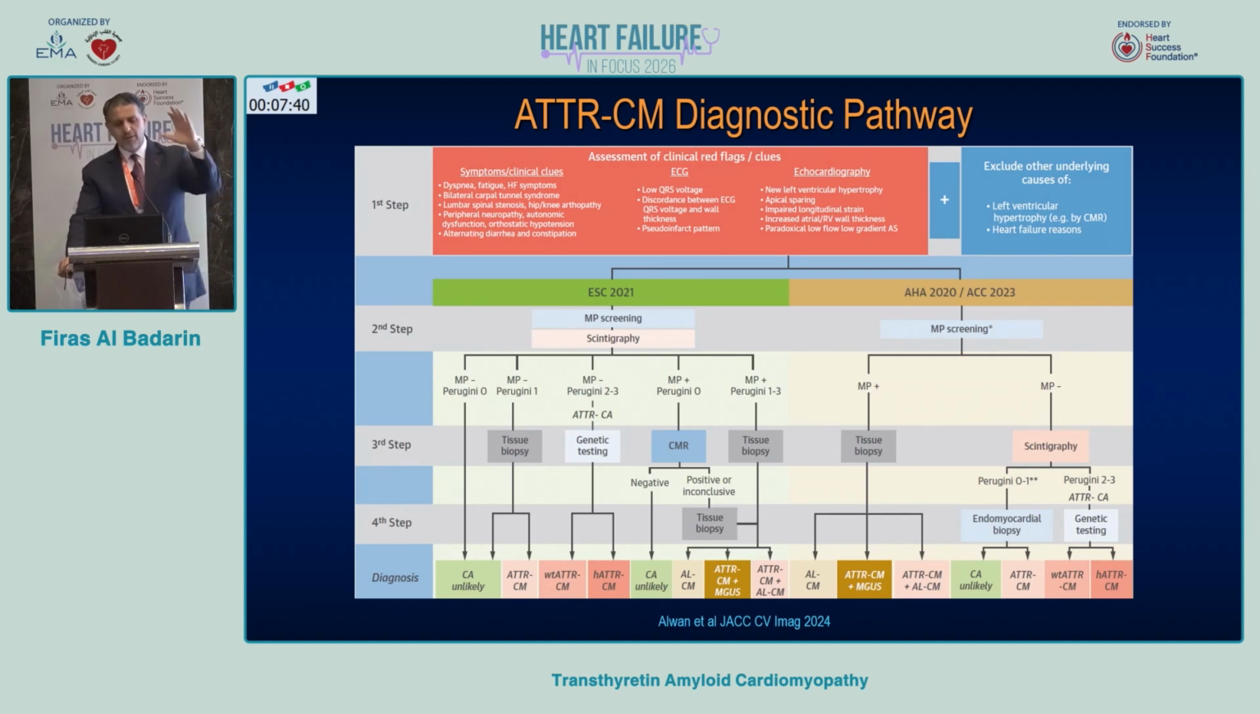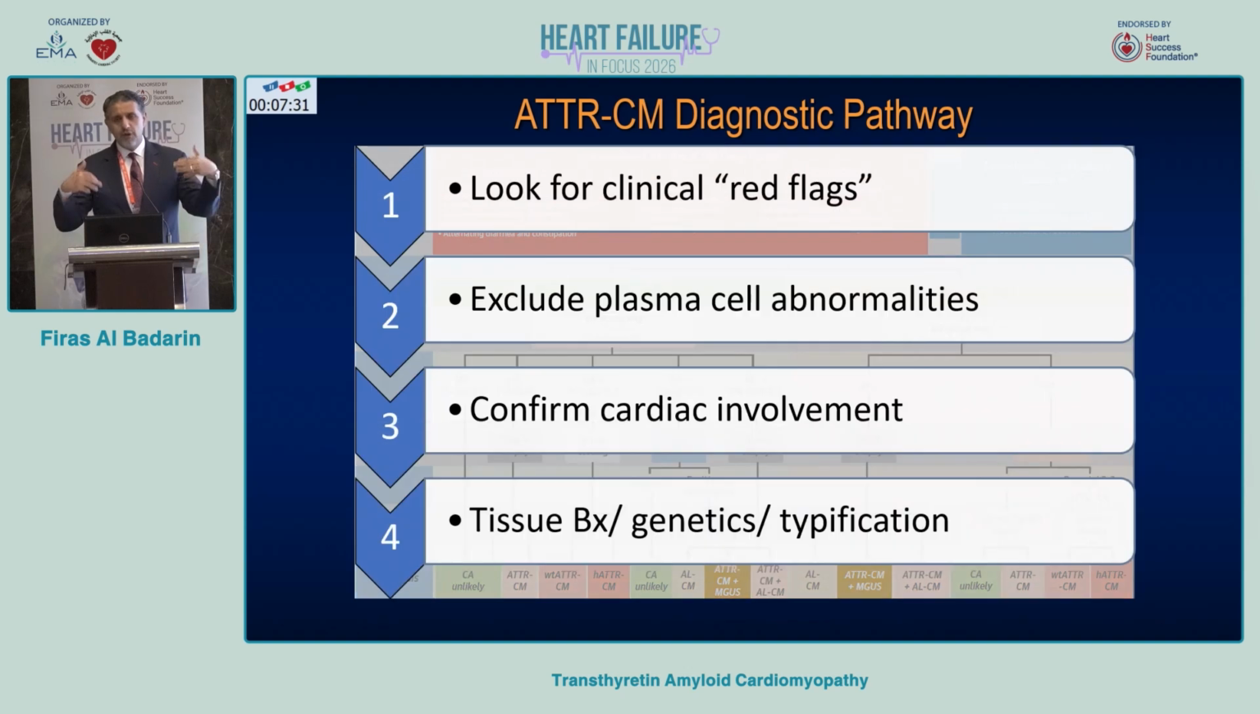Look, you have to think about a variety of red flags, and you have to follow different steps to reach the diagnosis. Even if we try to simplify it and think about disease red flags, rule out plasma cell abnormalities, perform cardiac imaging and confirm cardiac involvement, the problem is that the red flags are multiple, and they involve different organ systems. And in my opinion, this is the step where delay in diagnosis happens.